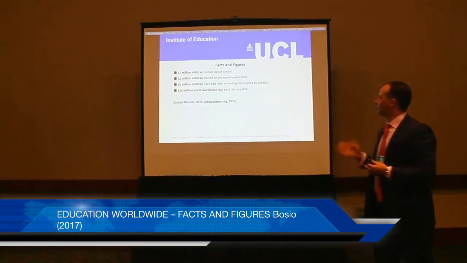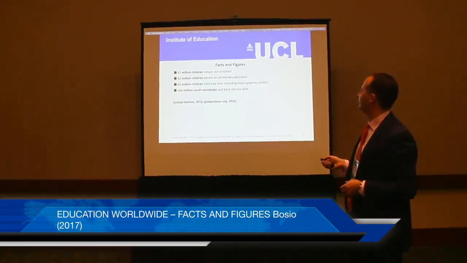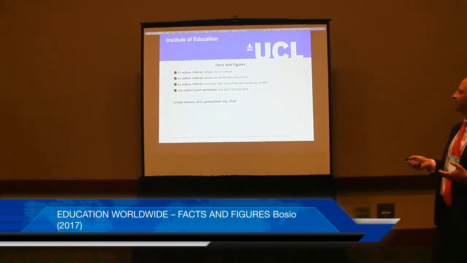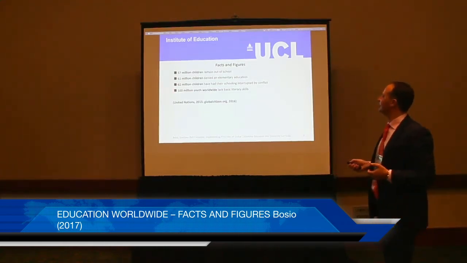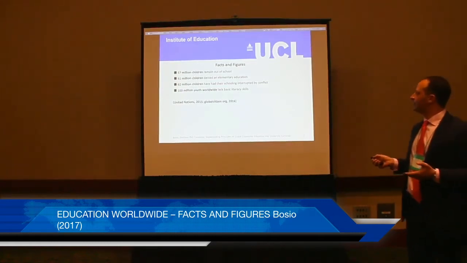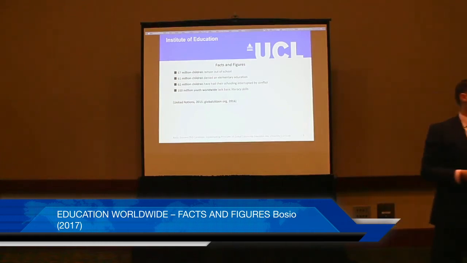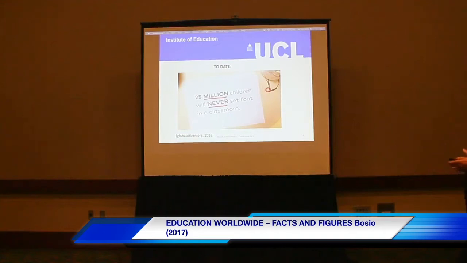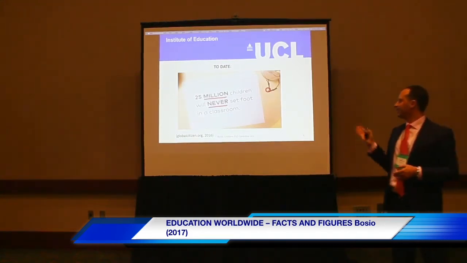So some facts and figures. We have right now 57 million children that remain out of school. We've seen some interesting videos this morning. 61 million are denied elementary education, 62 million have had their schooling interrupted by conflict, and 103 million youth worldwide lack basic literacy skills. So to date, we have 25 million children that will never set foot in a classroom.